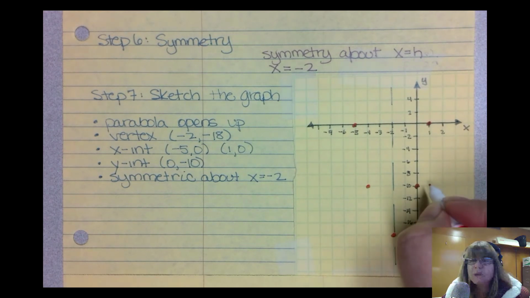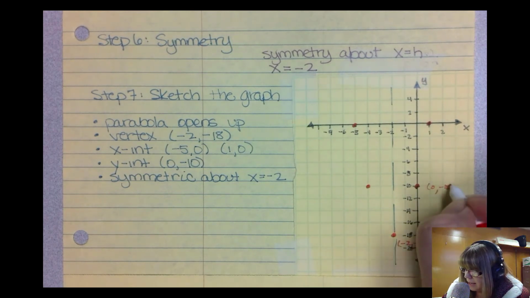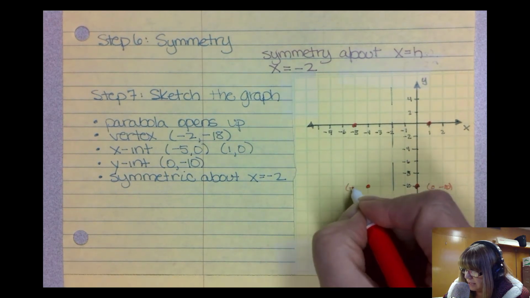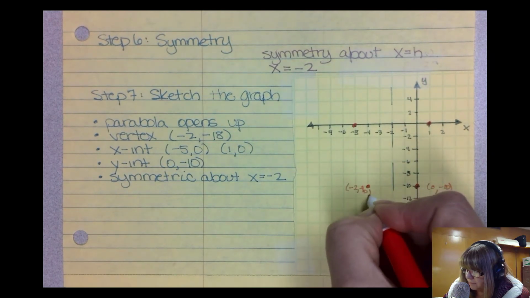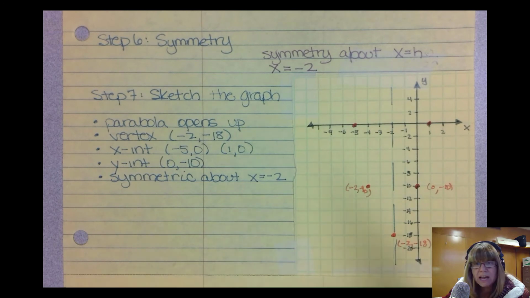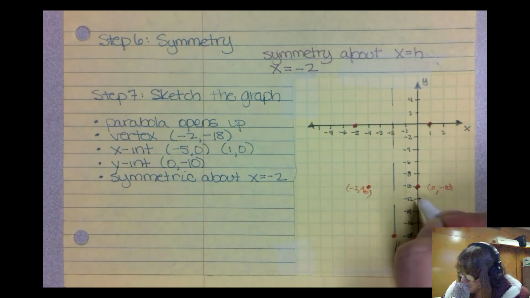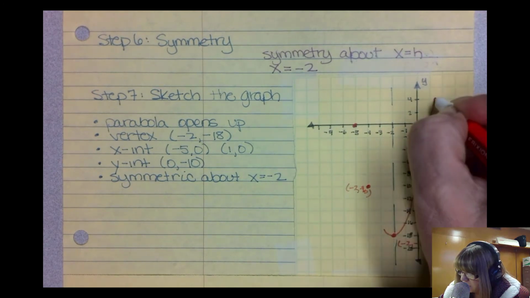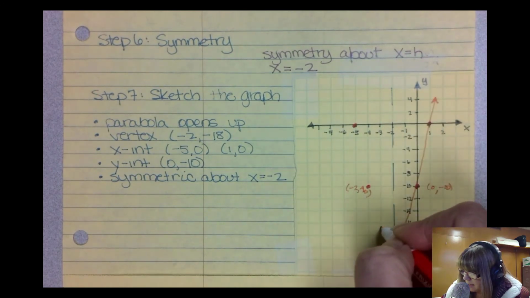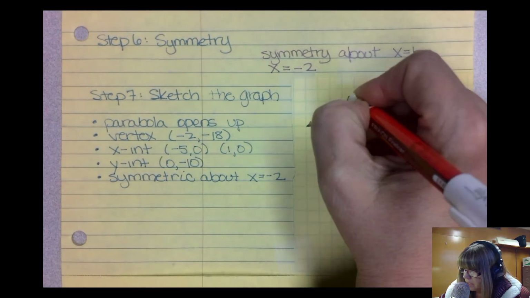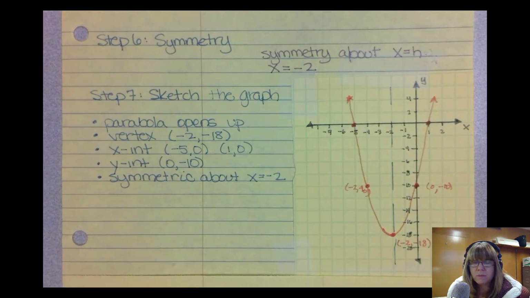So without even doing any math, I know this is 0, negative 10, and this one is negative 2, negative 10. Okay, so I found another point just by using the symmetry. Now I'm going to carefully connect those points as best as I can in the shape of a parabola. And there's our parabola. Not bad, right?